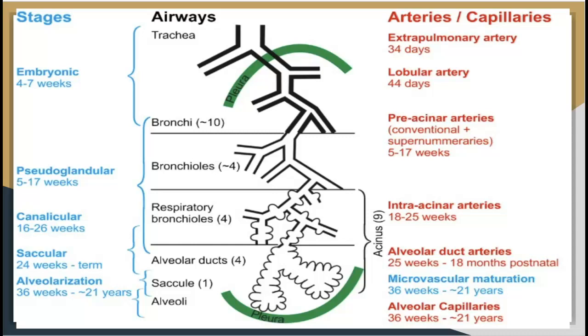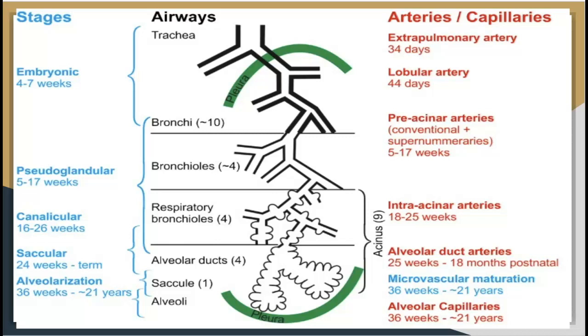So in this image, we can see that the trachea is shown in the embryonic stage, which is 4 to 7 weeks. The bronchi, bronchioles, and respiratory bronchioles are in the pseudoglandular stage, which is 5 to 17 weeks, and the canalicular stage, which is 16 to 26 weeks. And the alveolar ducts and some more of the respiratory bronchioles are formed in the saccular stage, which is 24 weeks to term. And finally, the saccule and alveoli are formed in the alveolarization, which is 36 weeks to 21 years.